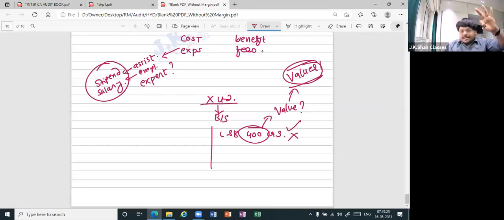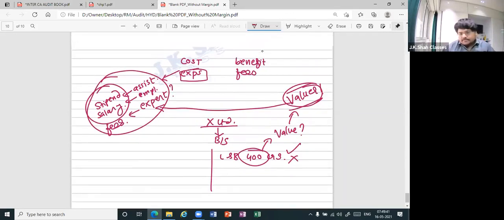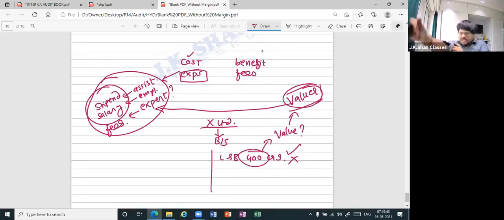This valuer that we are talking about is basically known as an expert. Can I say this expert is not free? You'll have to pay fees. Then can I say all this is nothing but expense to the auditor? When I say expense, it is cost. Do you agree? Benefit is one only, fees that he gets from the client.